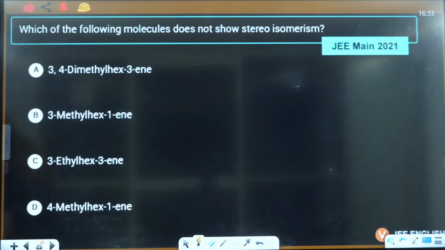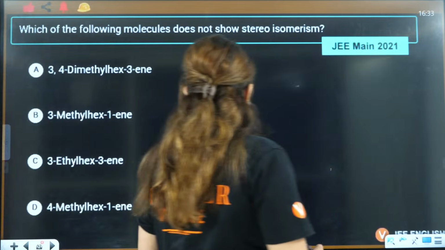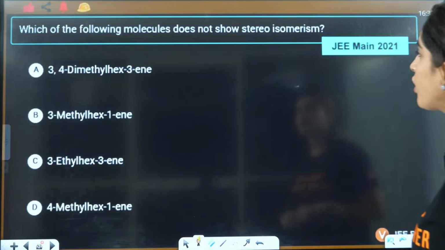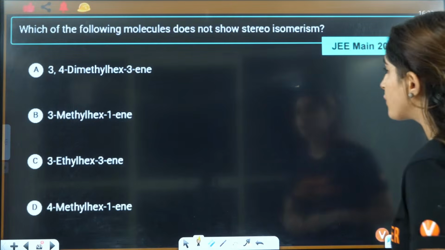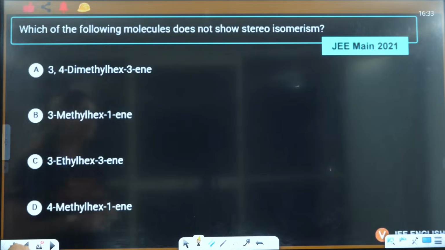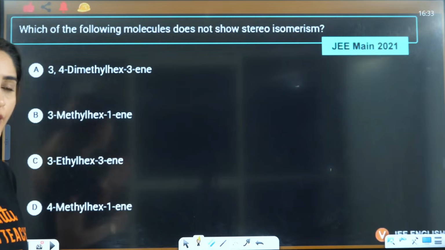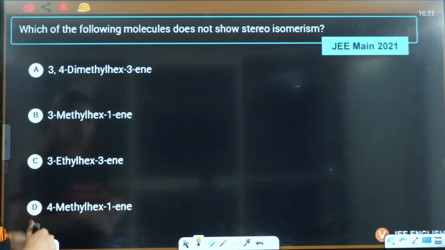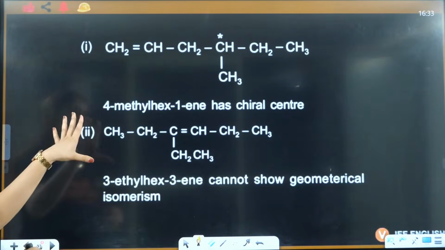Let's see what kind of questions they are asking you. Which of the following molecules do not show stereoisomerism? Stereoisomerism is not shown by which of the following molecules, right? You need to see which will not have even a single double bond which shows GI, or it does not have any chiral center. So one by one we'll make each of the compounds.